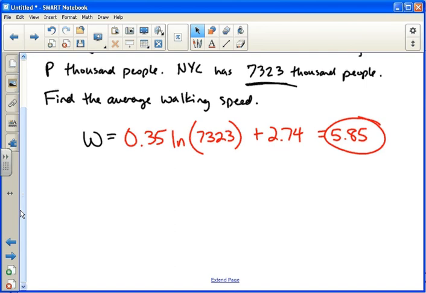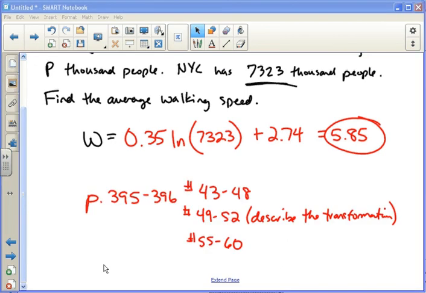Please note that on this section, 49 through 52 right here, I don't want you to follow their directions. I just want you to describe the transformation.